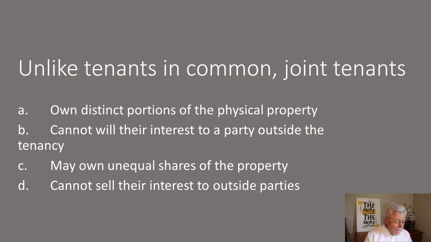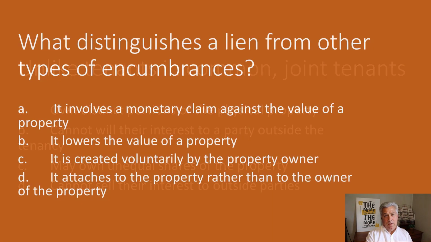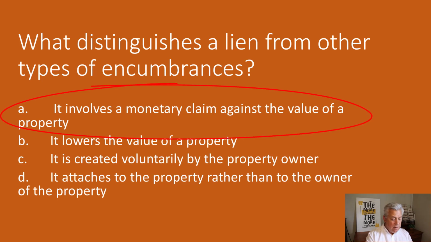Our next question. Question number 4. What distinguishes liens from other encumbrances? And the answer will be A. It involves a monetary claim against the value of a property. A claim made by a creditor that attaches to the property. It reduces its value, but it does not prevent transferability, which is, by definition, an encumbrance. A lien is a type of encumbrance, but a lien is monetary. It's based on money owed.